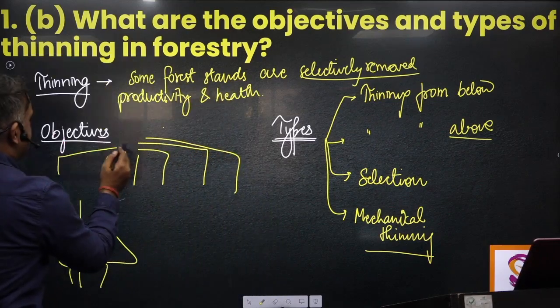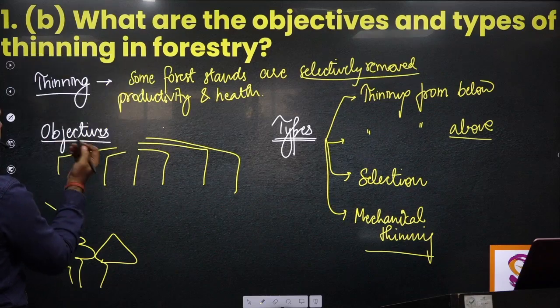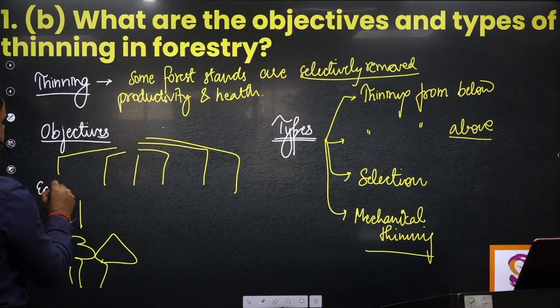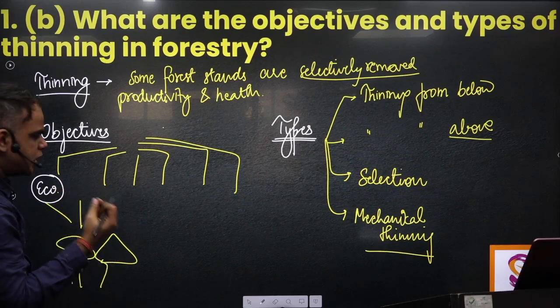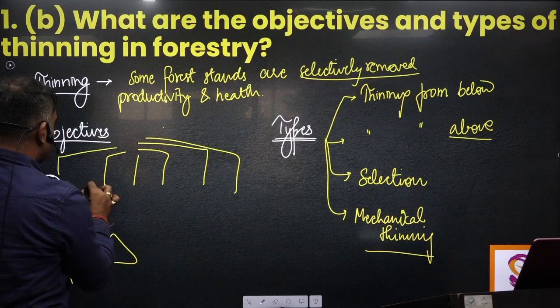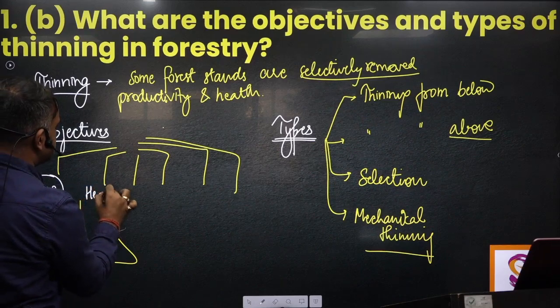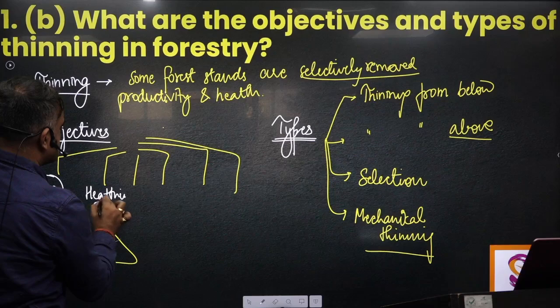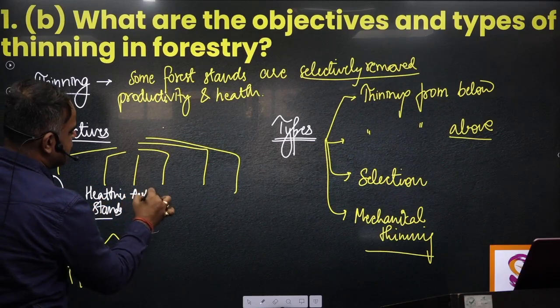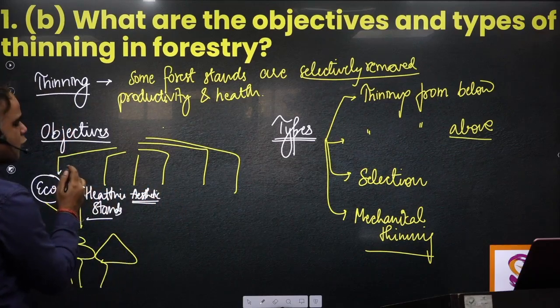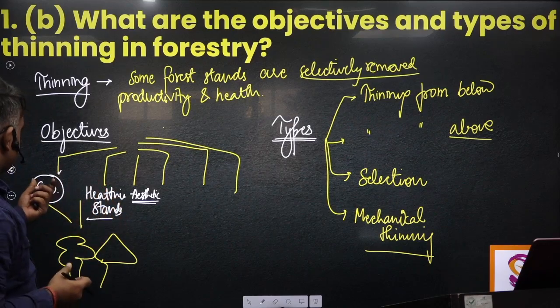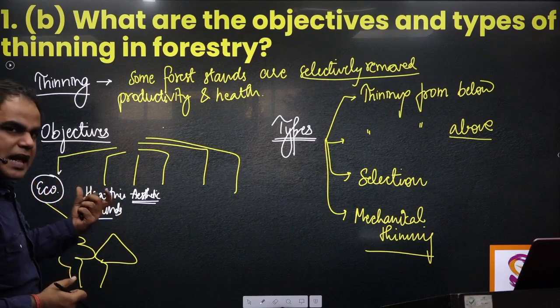Few things you can directly talk about. Okay. One objective directly can be economic, better timber exploitation or better timber produce, better and healthier stands. There can be aesthetic value, it will look better. Okay, so at least 3 or 4 points we can always say. See, economic value, we can have healthier stands.